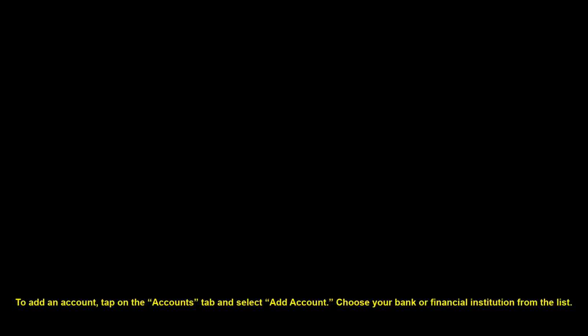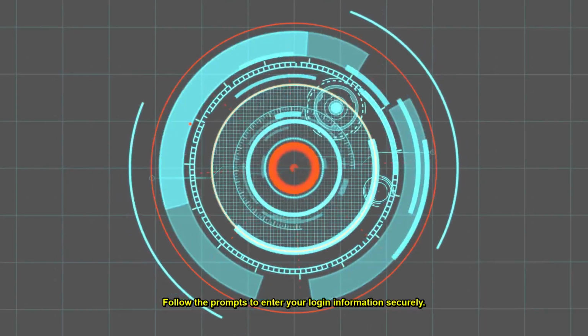To add an account, tap on the Accounts tab and select Add Account. Choose your bank or financial institution from the list. Follow the prompts to enter your login information securely. Once your accounts are linked, you will see your balances and transactions displayed.